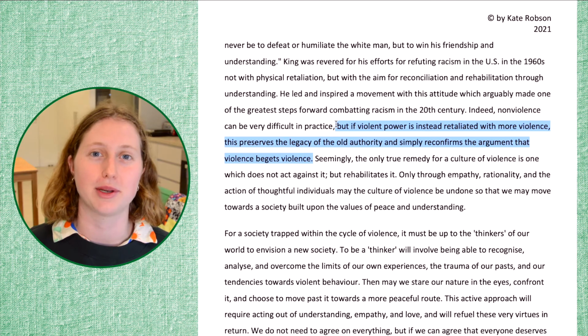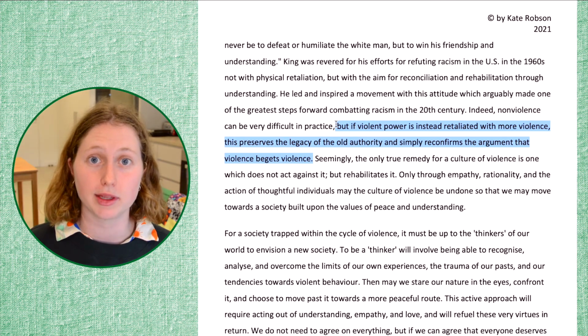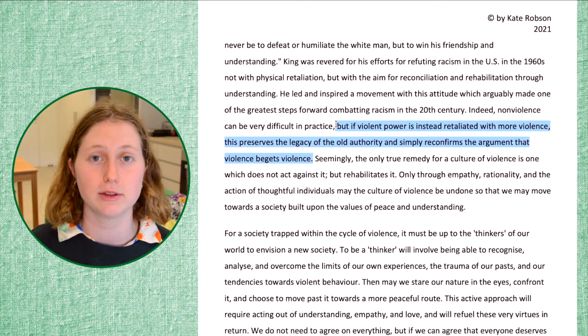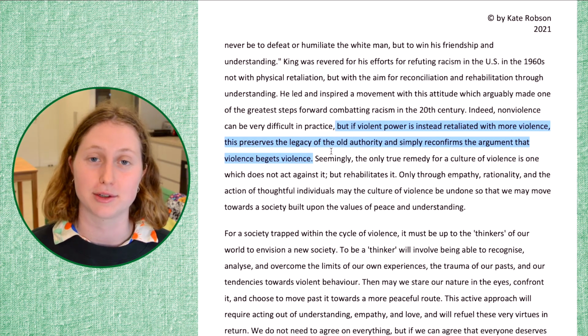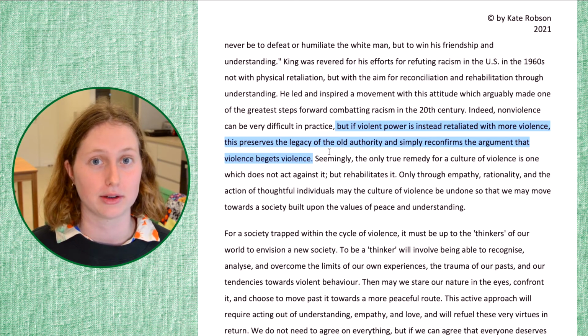Also with your counter argument, it's a really good opportunity to show empathy and that you can understand multiple points of view, which is again going to be a really important quality for a doctor to have. So make sure you think about that when you're thinking about your counter argument.